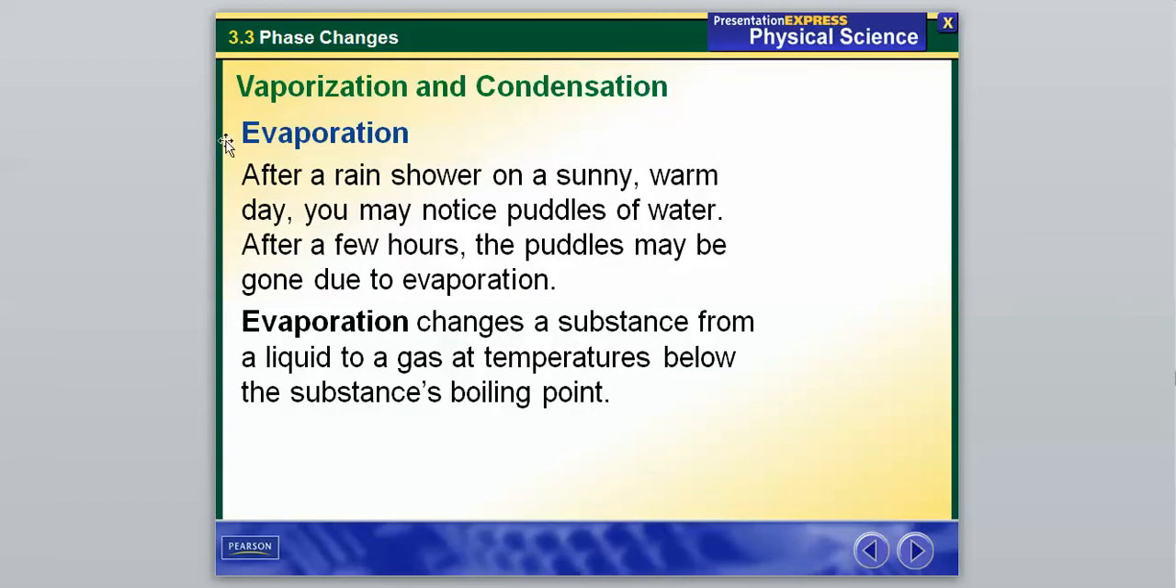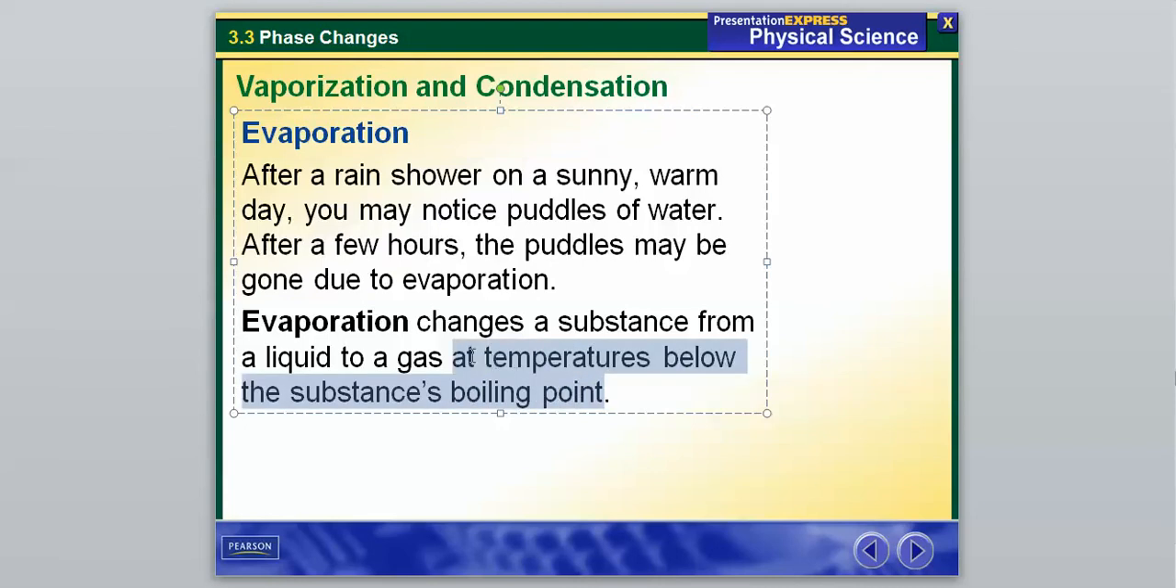Now we're going back to evaporation, which was mentioned in the refrigerator example. After a rain shower on a sunny, warm day, you may notice puddles of water, and after a few hours the puddles may be gone due to evaporation. Evaporation changes the substance from a liquid to a gas at temperatures below the substance's boiling point. Here's the big difference between evaporation and vaporization. They sound similar, and they are similar, but evaporation happens below the boiling point.